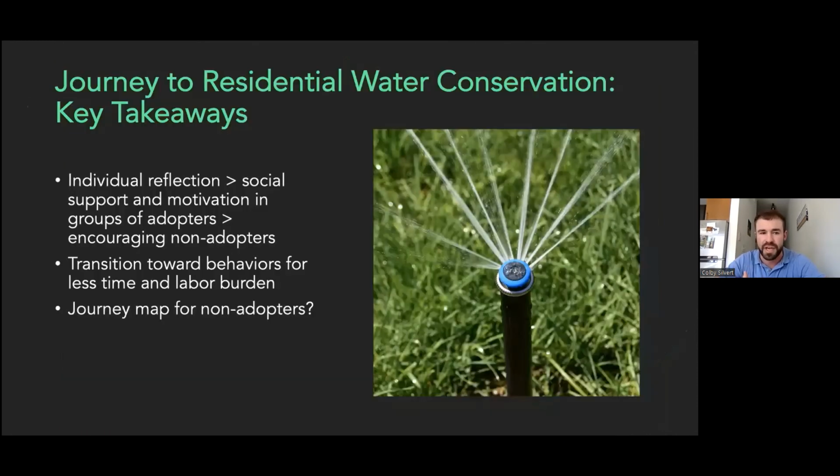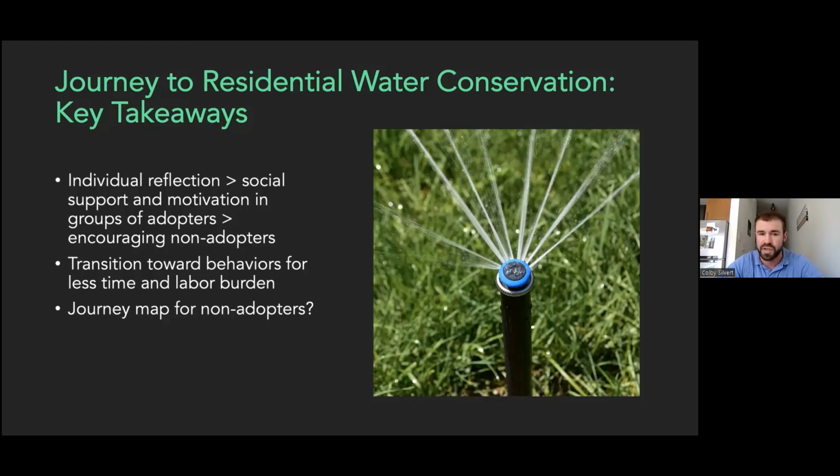So key takeaways were that people in this group that we collected data from started with individual reflection, starting to challenge their ideas that there's so much water in Florida, to then getting support and motivation in groups of adopters. So that social support seems key here, that they're not in a vacuum anymore, that others can help them on this behavior change journey. And then encouraging non-adopters, that we see that diffusion beyond this group to others.